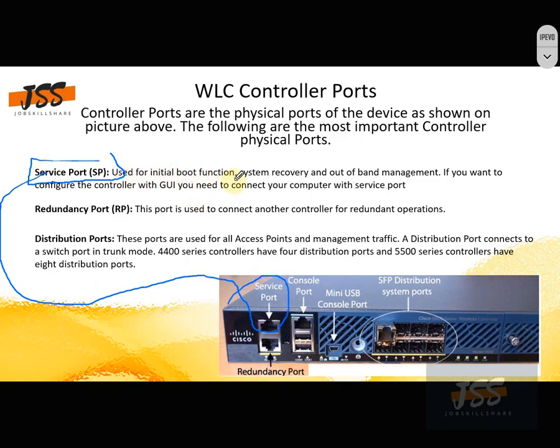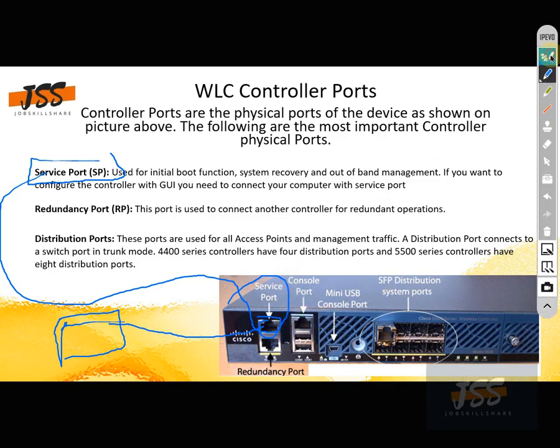Initial boot function. We are familiar that in the routers we have boot function capabilities. So this is used for the boot function, system recovery, out of band management. If you want to configure the controller GUI, we can just use an RJ45 Ethernet cable. We can connect with the computer, and this device has some kind of IP through which we can access the GUI of this device. So this is what the service port is used for.